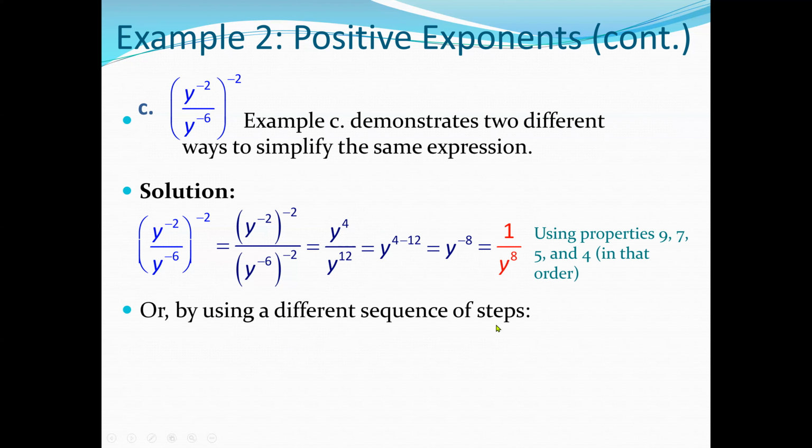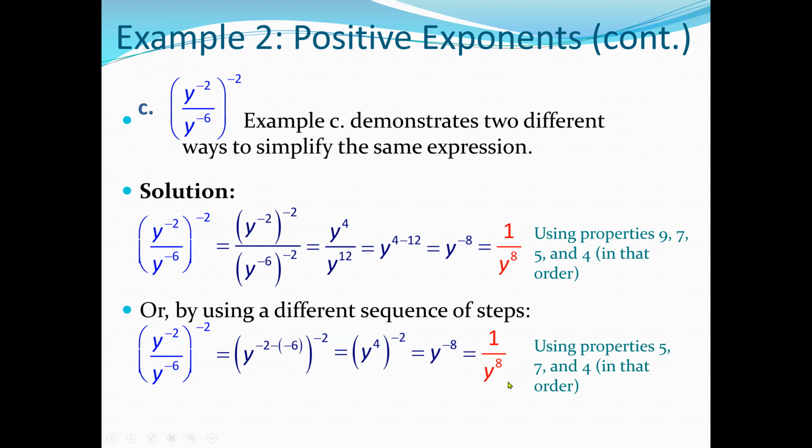Or here we are going to use a different sequence of steps. We have the question again here. The next thing I'll do, instead of multiplying the exponent first, I can simplify the bracket first. So this will be y to the power negative 2 minus negative 6, and minus 2 plus 6 will give me positive 4. Then I'll multiply positive 4 by negative 2. That will give me negative 8. Then I can bring the negative 8 down.